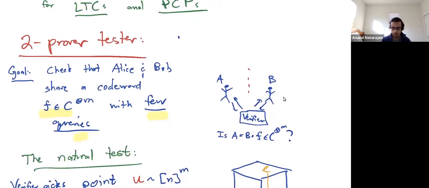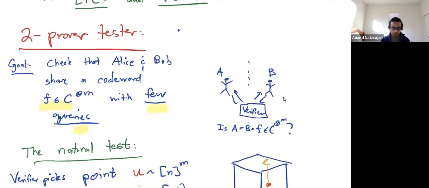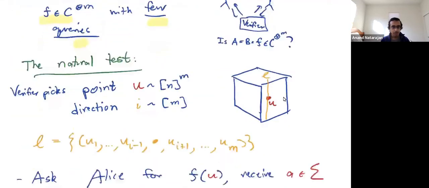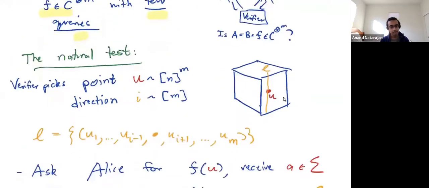So here's the test, which I claim to be pretty natural when you look at the definition of the tensor code. The verifier needs to check two things, right? It needs to check that Alice and Bob are consistent with each other, that they have the same code word, and that it actually is a valid tensor code word. So the latter condition is basically saying that this code word restricted to every axis parallel line has to be a member of C. So that's what we'll do basically in the test.